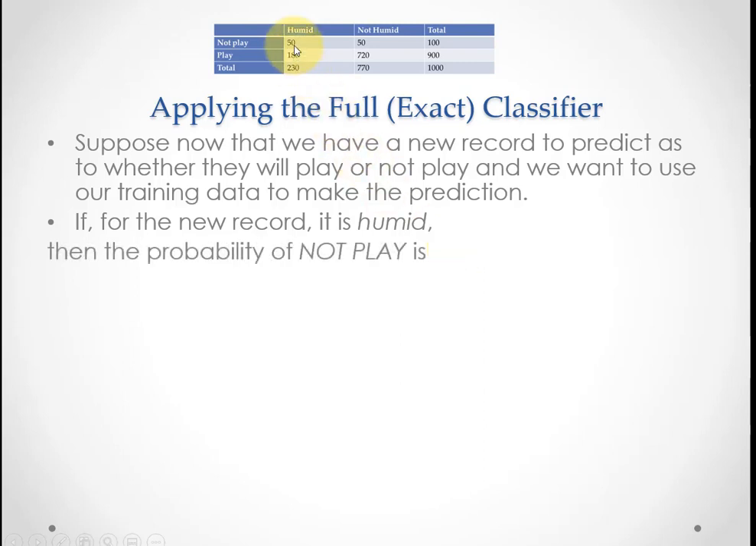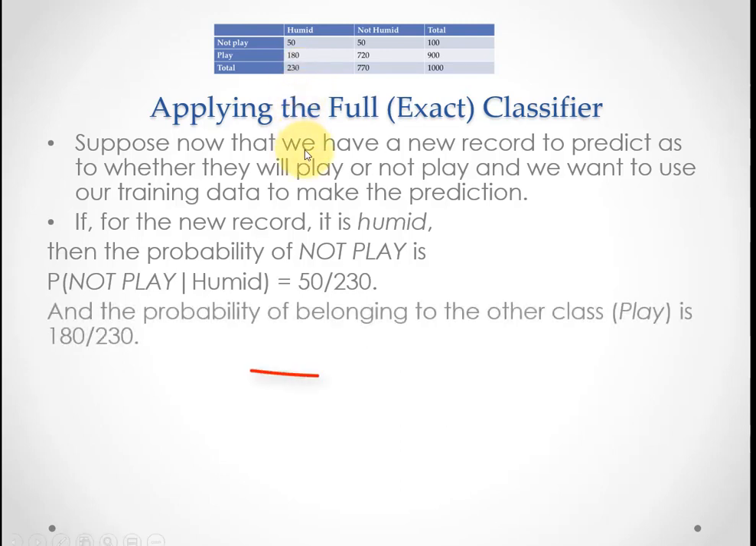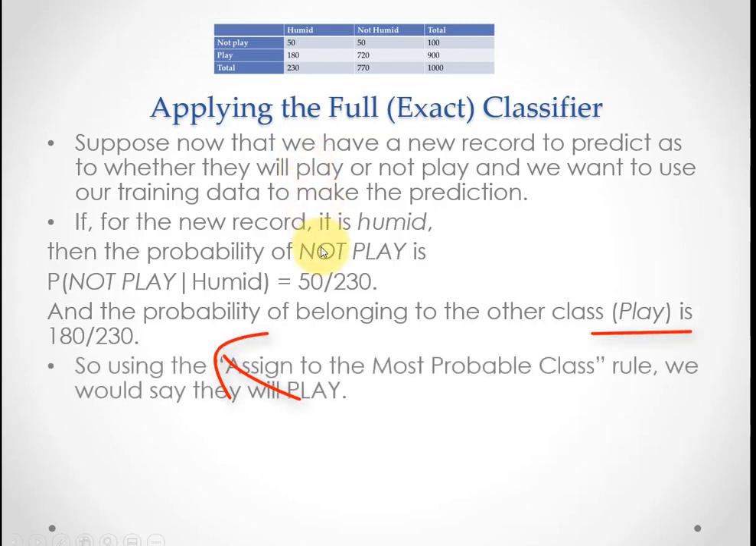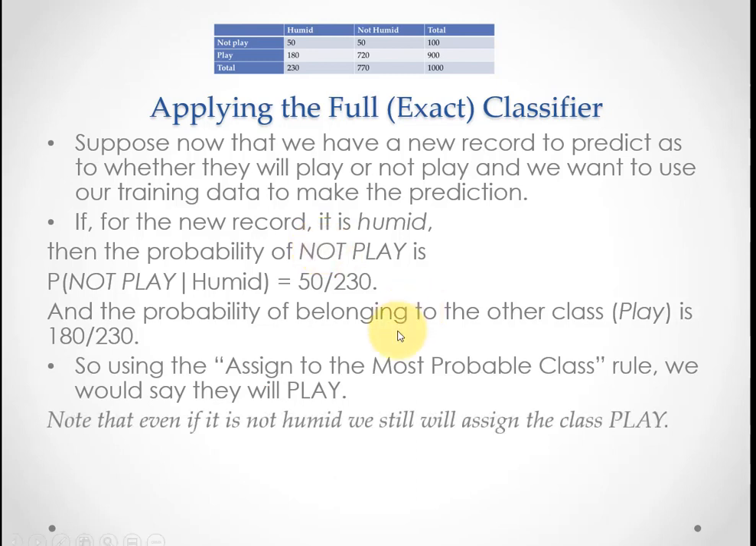So then what is the probability of not play? Well, out of the 230, it's 50 over 230. And the probability of play is 180 out of 230. So here we see where the probabilities arise that we decided we wanted to be able to calculate in order to choose the most probable class. And again, here we see the most probable class is play. So using the assign to the most probable class rule, we would say they will play.